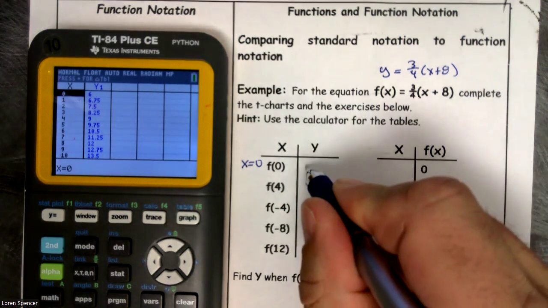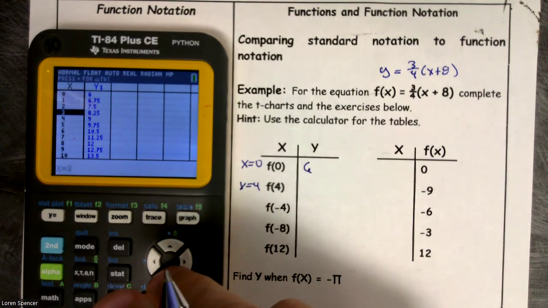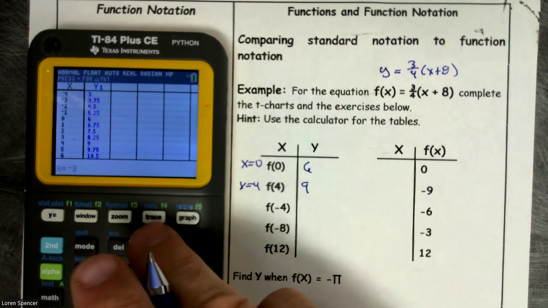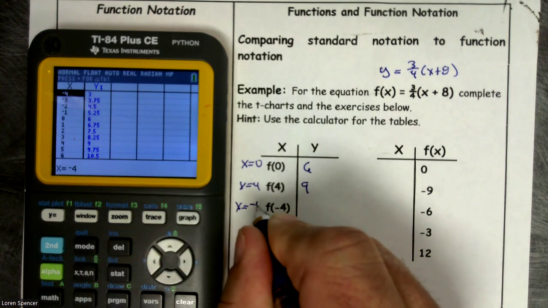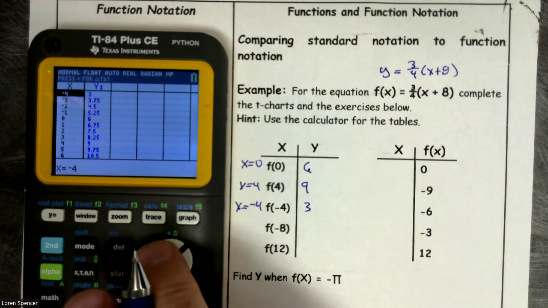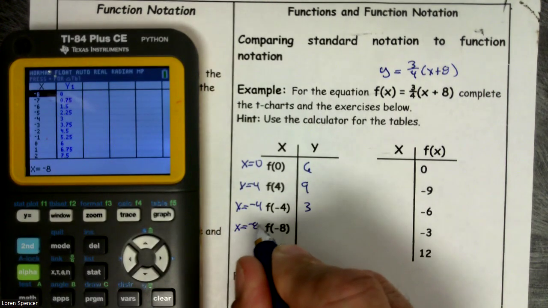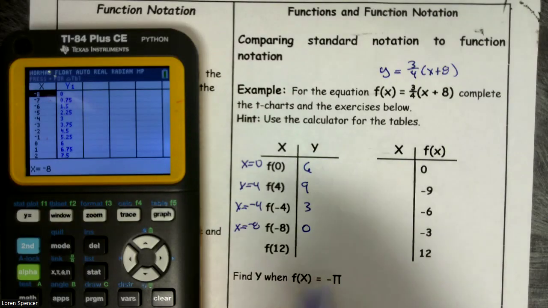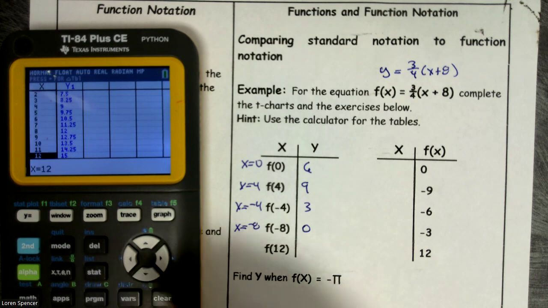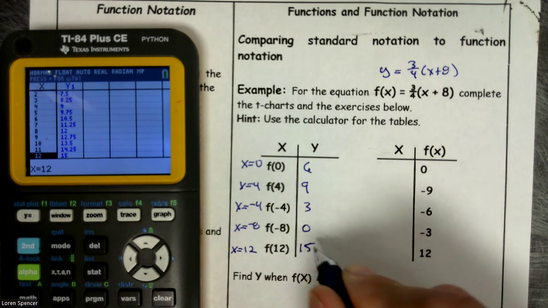So x equals 0. When x equals 0, y equals 6. This is telling me they want x equal to 4. Well, that happens when y is 9. Now they're telling me x equal to negative 4. And that happens when y is 3. Then they also want x equal to negative 8. That happens when y is 0. And then they say they want x equal to 12. And that happens when y is 15.